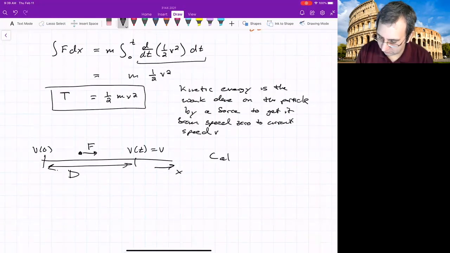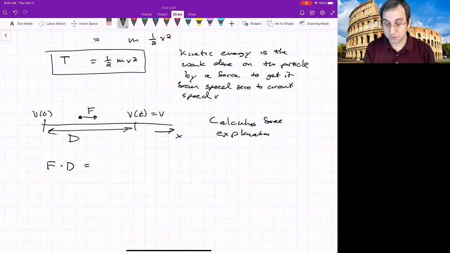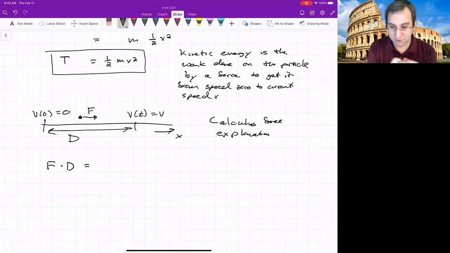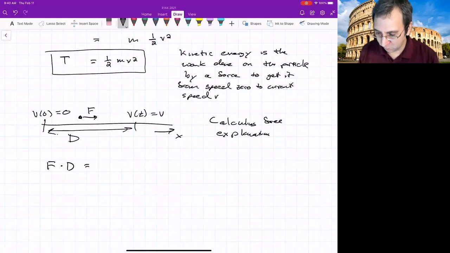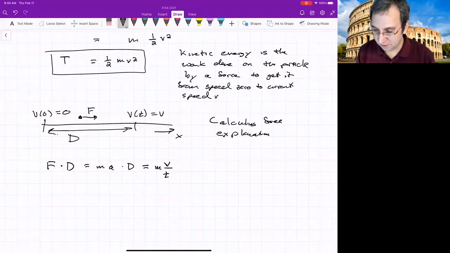So here's a calculus-free explanation. If we do F times the distance d, right? So we're speeding this up from 0 to v. So we've got force times distance, which is m times the acceleration times distance. So we just plugged in F equals ma. And this is going to be, we'll just say, accelerating at a constant acceleration. So for the acceleration, we could just write v over t.